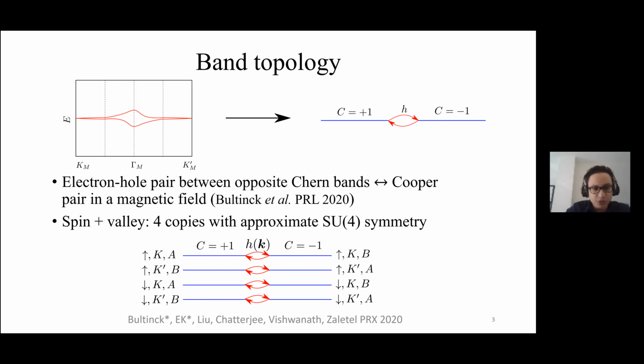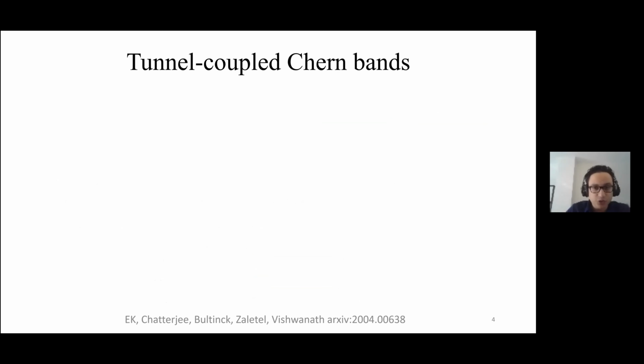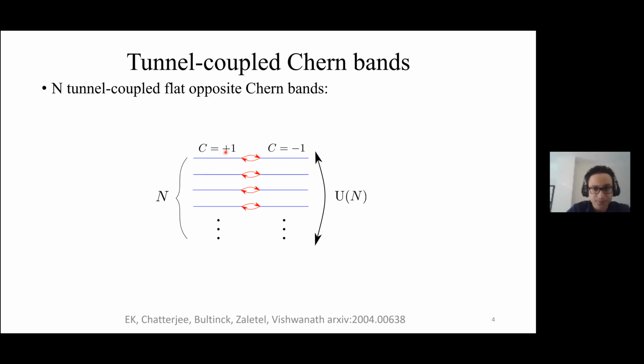And this consideration motivates us to consider the following class of toy models, where we now just forget about twisted bilayer graphene itself and just think of these toy models. So the toy model is to take several layers of tunnel coupled Chern bands. You can take n layers of tunnel coupled Chern bands that have opposite Chern number. So bands are pairwise coupled with opposite Chern numbers.